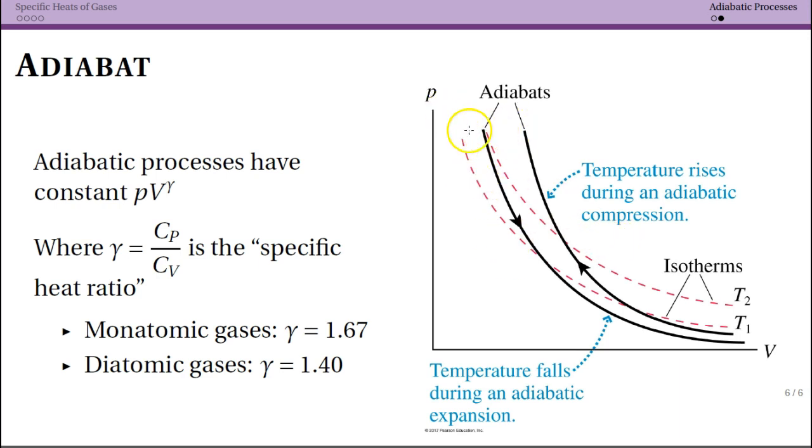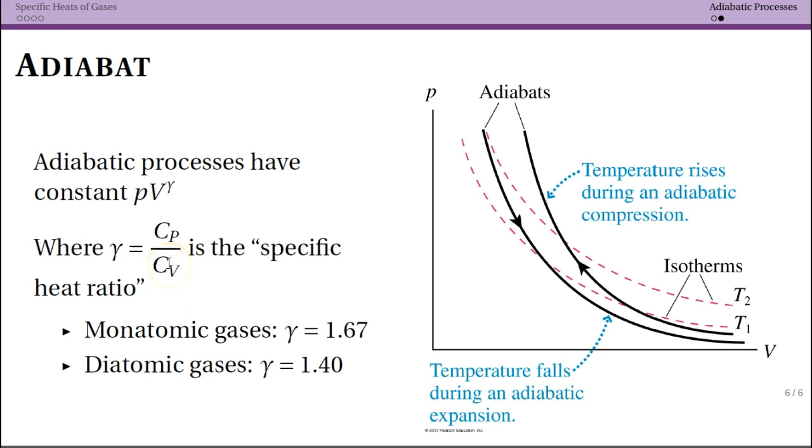So remember that the adiabatic curves are curved, but they're not isotherms because you do have a change in temperature. So the way that these complicated curves are defined is that P times V to a power has a constant value. So what is this power? And the symbol we use for it is gamma, which is called the specific heat ratio. It is Cp divided by Cv.